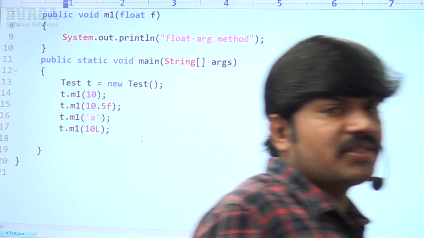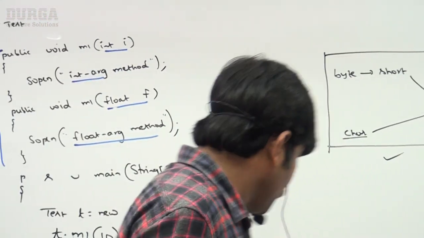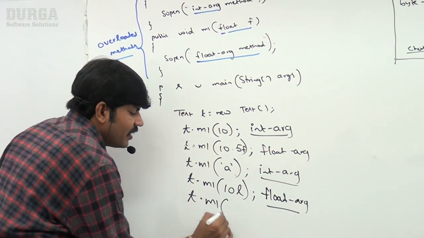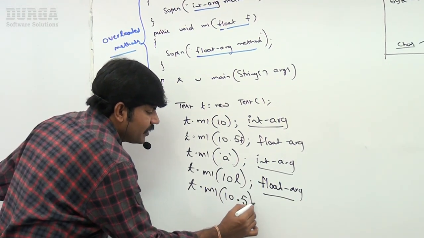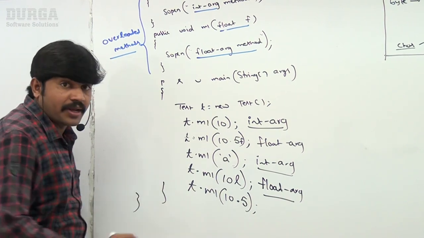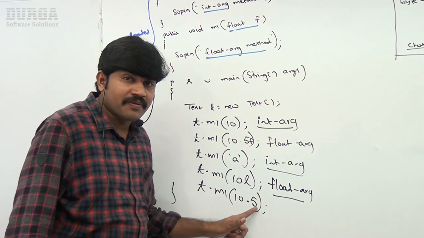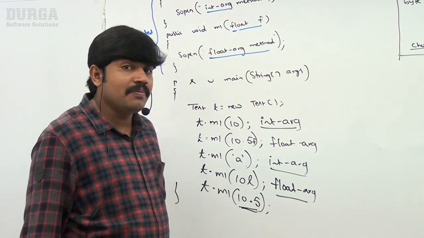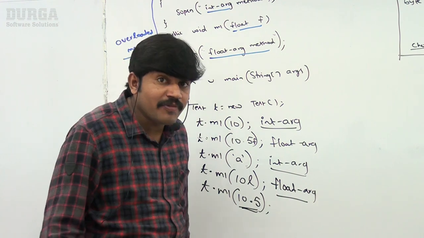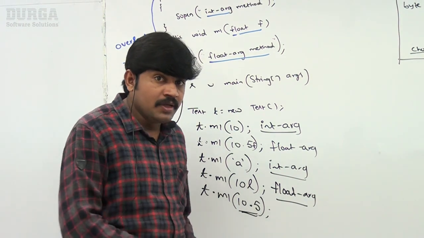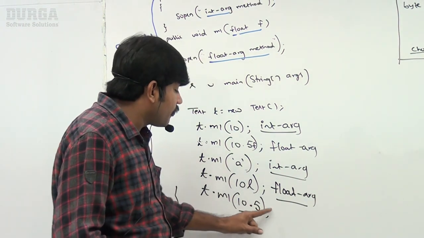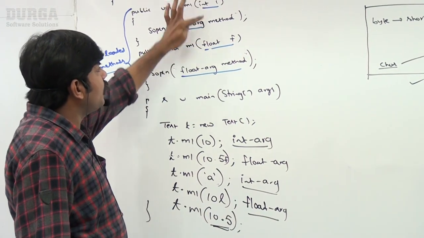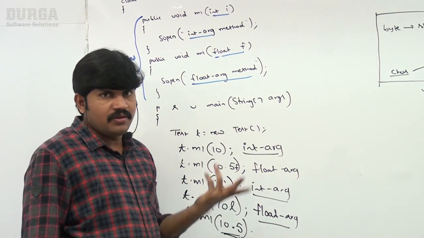Now, I have a next doubt, sir. My next point is, if I take t.m1(10.5). Sir, very important, t.m1(10.5). Can you please confirm? 10.5 by default, what type? Hey, respond. 10.5 by default, what type? Double type. Sir, now the argument you are passing is double. Is there any method with the double type? No method with the double type.